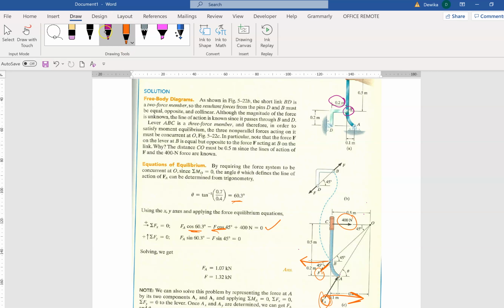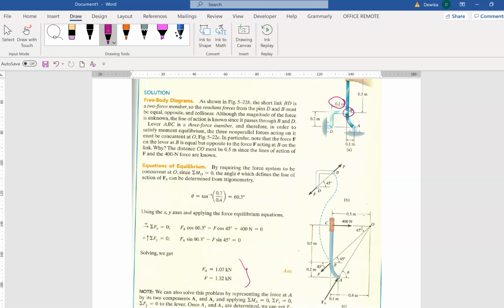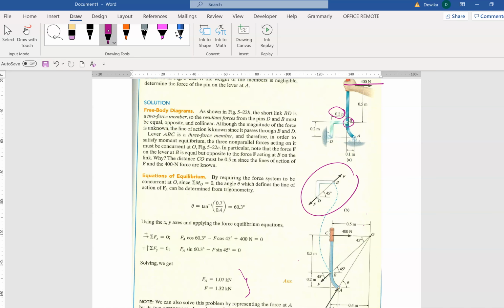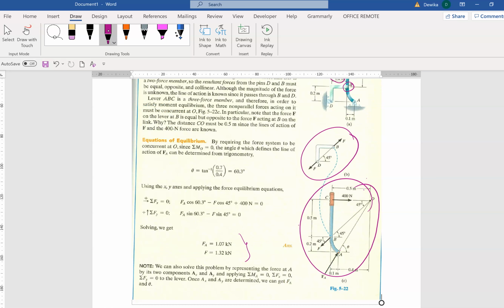Okay, next part, your Fy, this 400 got nothing to do with Fy because it's horizontal. This one is pointing downward, negative F sine 45, and this one is pointing upward because of FA. So we have FA sine 60.3. When you solve everything simultaneously, you will get your FA and your F value here. So this is how you solve for your unknown. This is exactly using the 2 force member and 3 force member example.